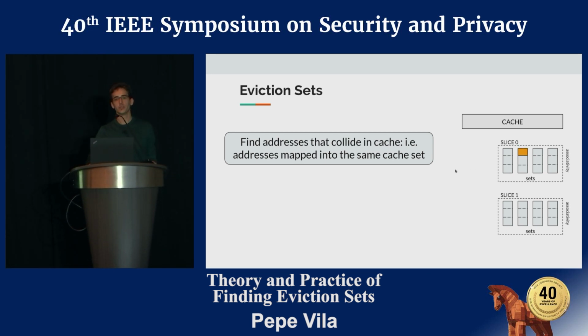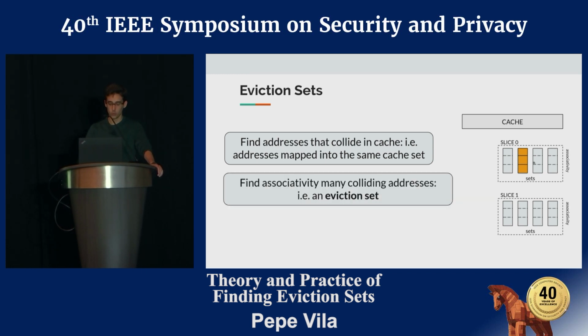So what we are interested in is finding addresses that collide in cache. This means addresses that are mapped exactly into the same cache set. Specifically, what we want to do is find associativity many of these colliding addresses, and this is what we will call an eviction set. The idea is that if we access this eviction set, we will completely fill the content of this cache set, and therefore evict all the previous content.